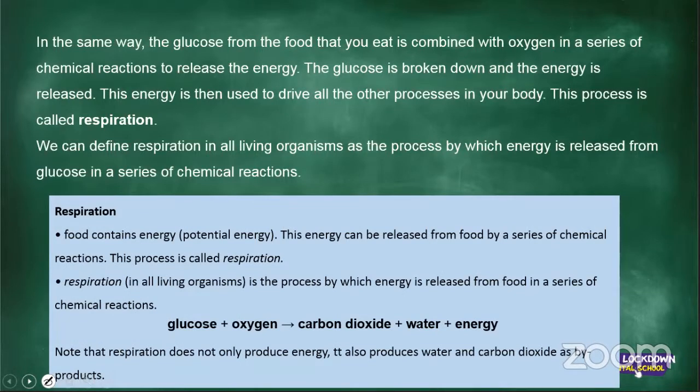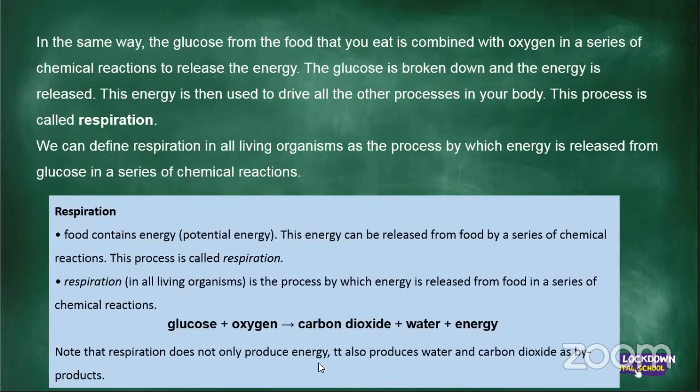Okay, to summarize, we have respiration. Food contains energy, which is stored as potential energy. And this energy can be released from food by chemical reactions. And this is the process of respiration. So respiration is the process by which energy is released from food in a series of chemical reactions. So you get glucose, you get oxygen, and then it releases carbon dioxide, water, and energy.